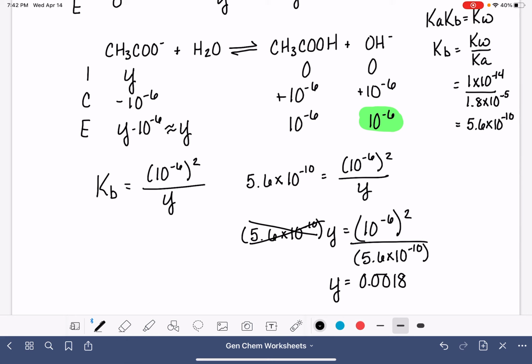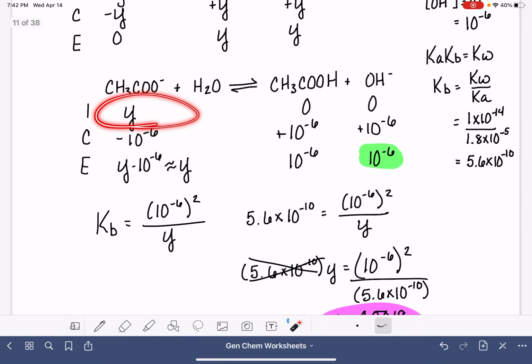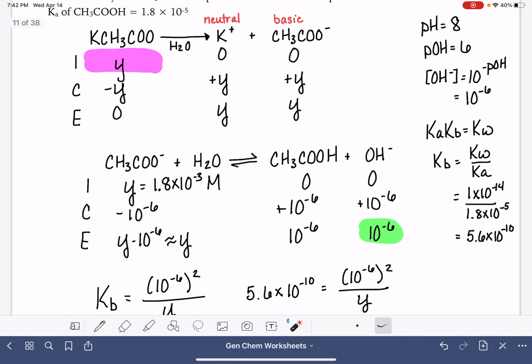So let's make some sense out of this number. What does this number represent? That 0.0018 is the molarity of the acetate, CH3COO minus, that we need. I'm going to change that into scientific notation. This is the concentration of the acetate that we need to produce this solution that has the desired pH. This is also the Y value. This is the ending amount of acetate in this first ICE table right here. It's also going to be the value of K plus right here.